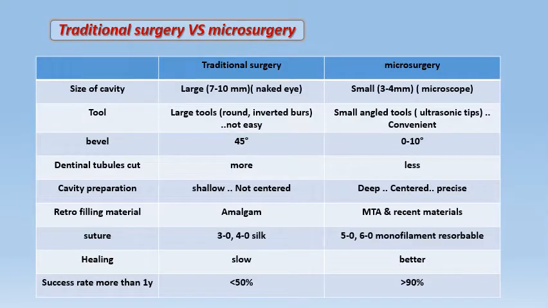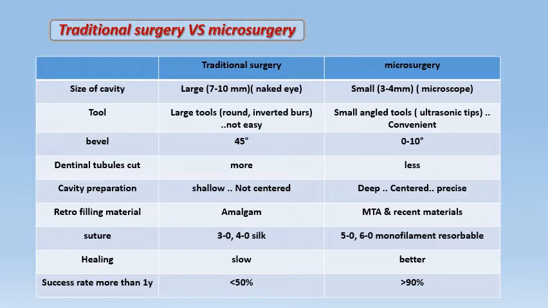This is the difference between traditional surgery and microsurgery. Regarding the size of the cavity, in traditional surgery the cavity was large, can be seen by the naked eye for sure, because the instruments and tools were very large. As for microsurgery, done under the microscope, it's very small in size. The tools for traditional surgery, round and inverted burs, were very large, while the tools for microsurgery are very small ultrasonic tips, angulated and very convenient.